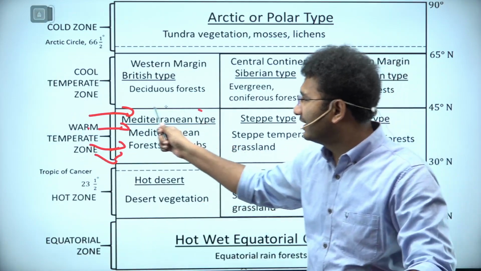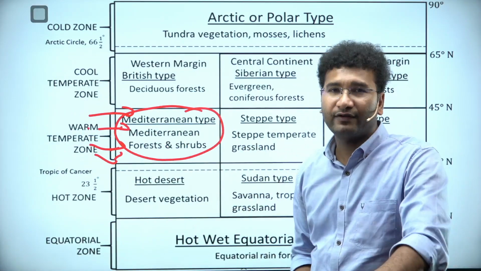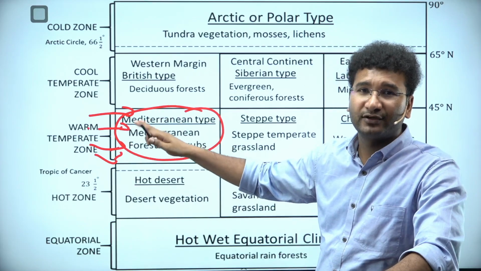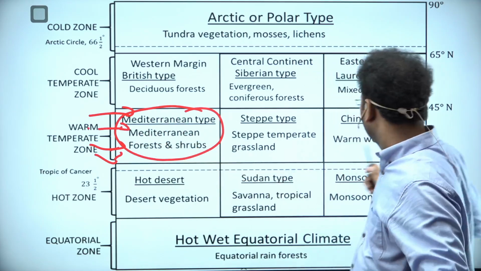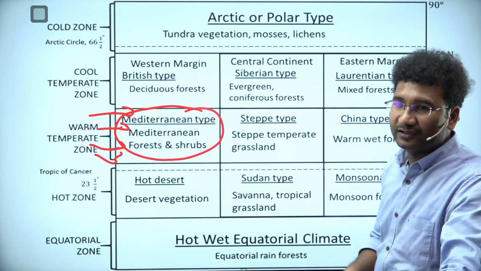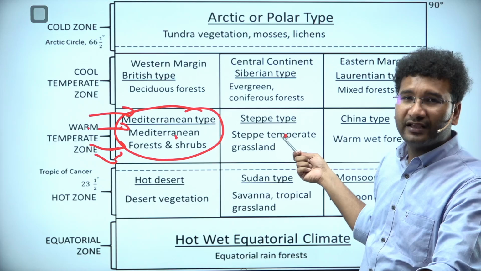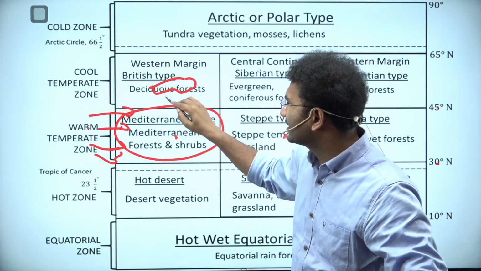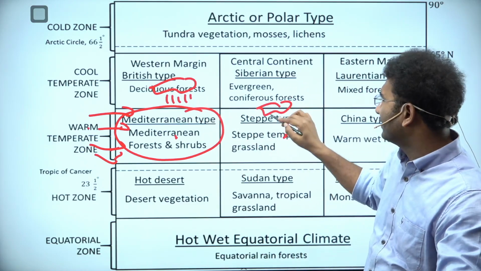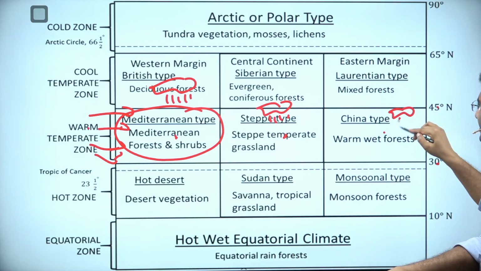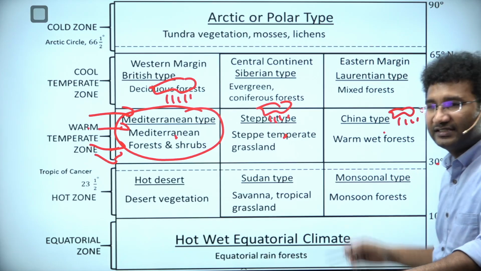This is called Mediterranean type. Now where do you find this Mediterranean type of climate? On the western margins of the continents between 30 degrees to 45 degrees north. This is Mediterranean. Now come to the central part of the area. Here rainfall is more, as we come here rainfall reduces a little, and here there is a little mixed rainfall. So this is China region.